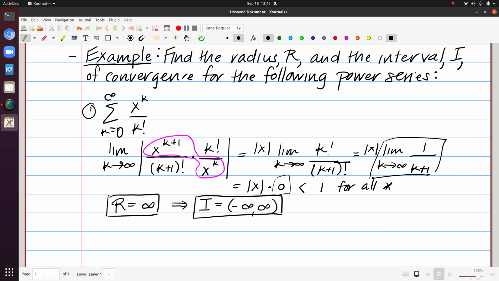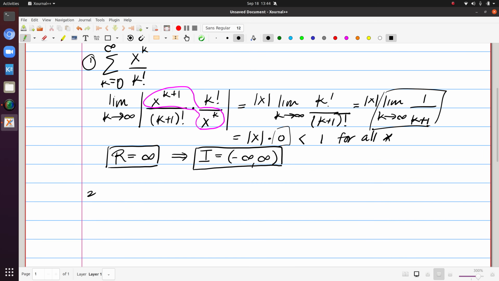If it turns out that we end up with a limit of 0 from the ratio test, that would always be smaller than 1, so we would get convergence for all values of x. Let's look at our next example.